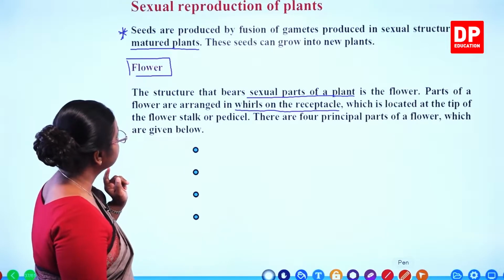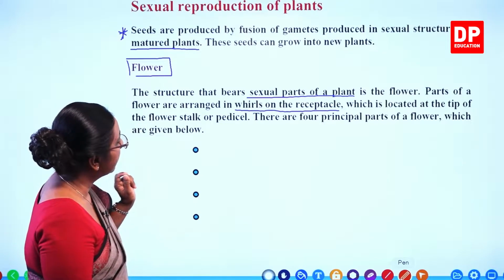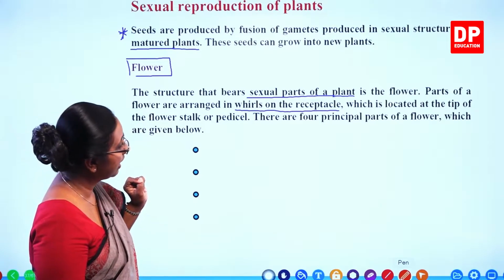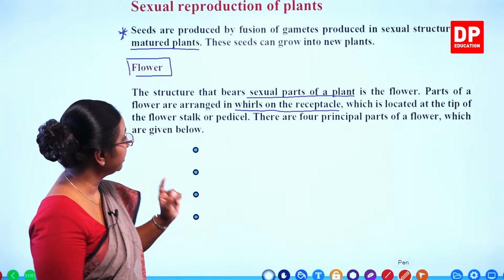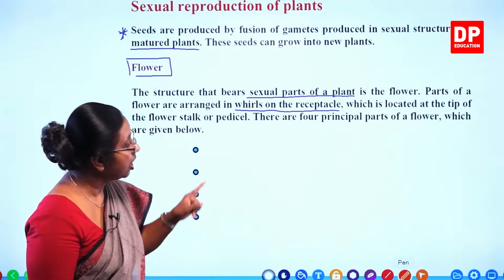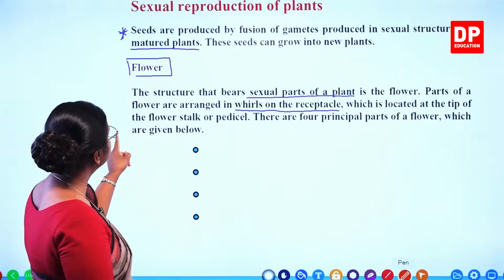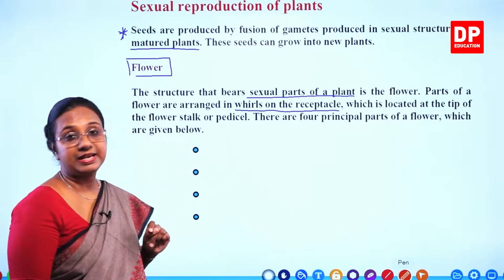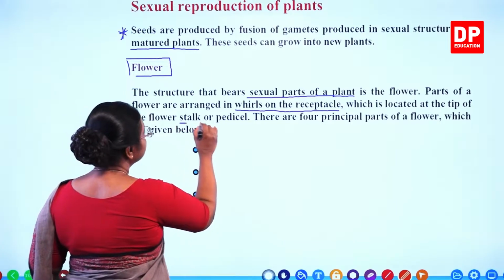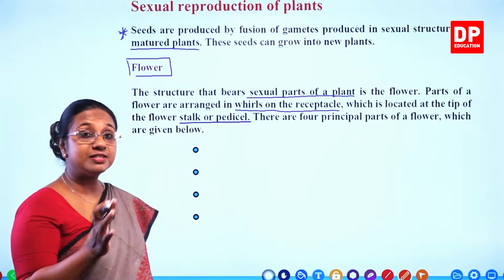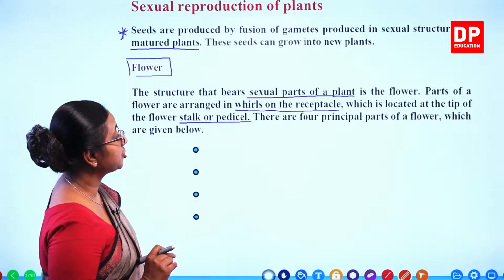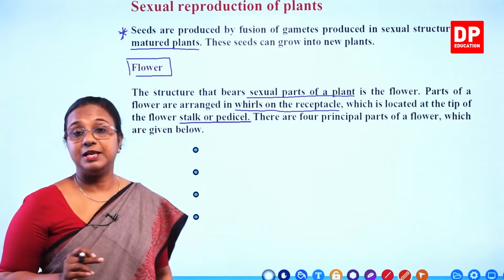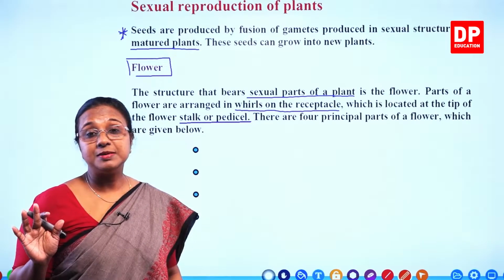So here you can see the structure that bears sexual parts of a plant is the flower, and parts of a flower are arranged in whorls on the receptacle, which is located at the tip of the flower stalk or pedicel. You are familiar with all these parts, students. We have discussed flowers in smaller grades as well. And there are 4 principal parts of a flower which are given below. What are those 4 principal parts?